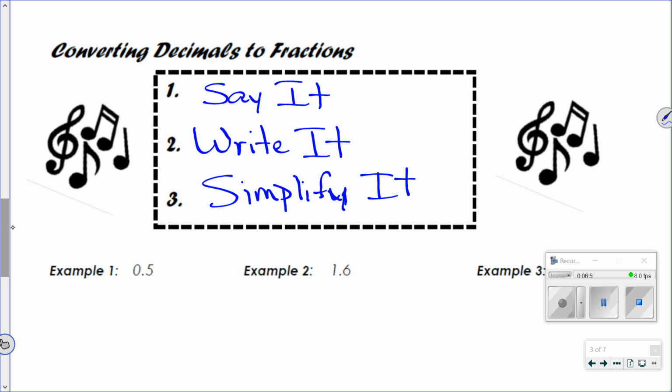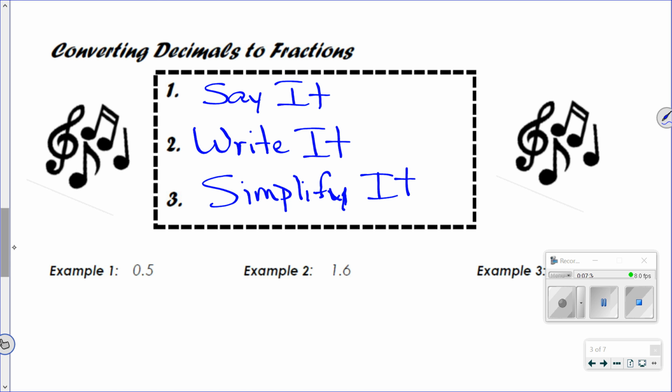Okay, so now what is the tune to help you remember this? It's kind of a dainty little jaunt. It goes like this: say it, write it, simplify it. Okay? So, let's all do this together. Ready? No, we're gonna sing. Sing along with me. Okay, ready? Say it, write it, simplify it. They good?